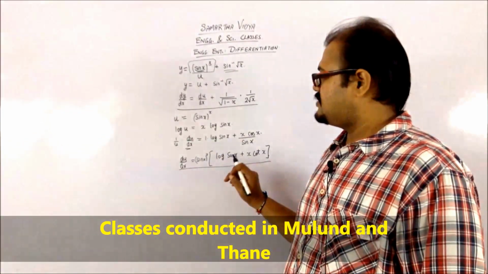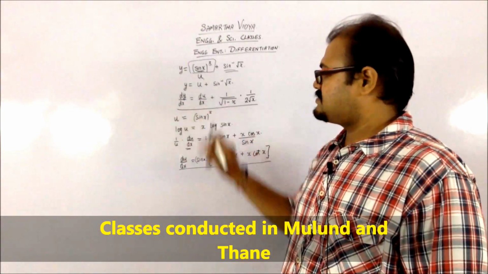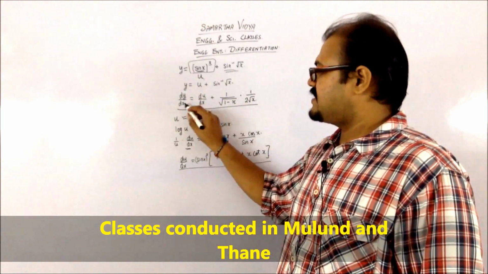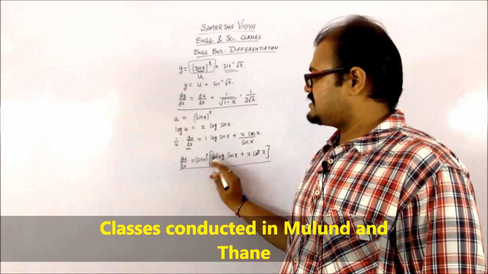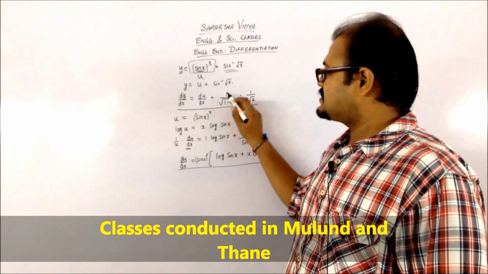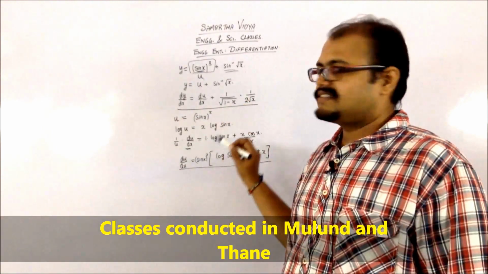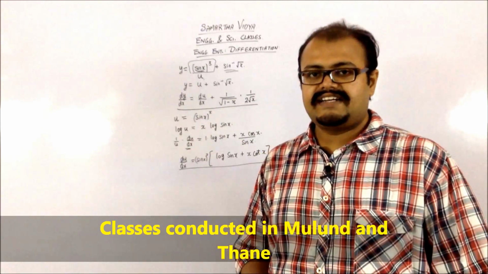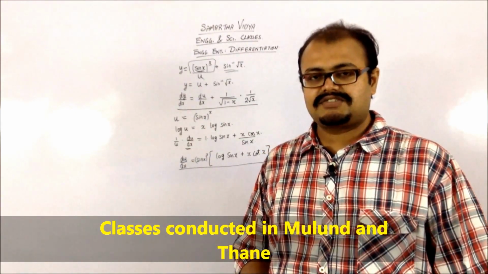After this, what you need to do is simply substitute the value of your du by dx in that. So your dy by dx will be nothing but sin x raised to x into log of sin x plus x cot x, plus 1 upon root of 1 minus x into 1 upon 2 root x. So this is how you find the derivative of a function raised to a function.